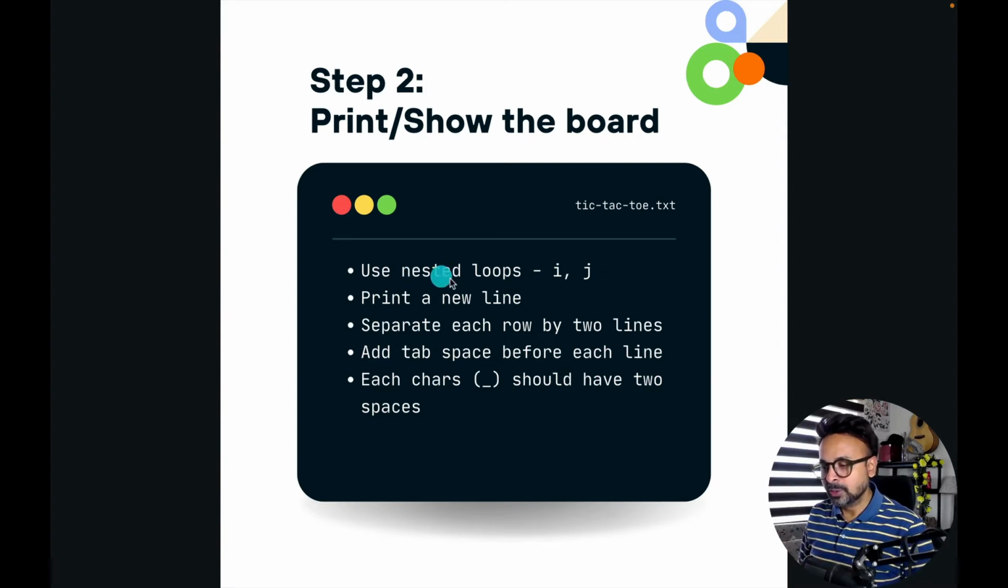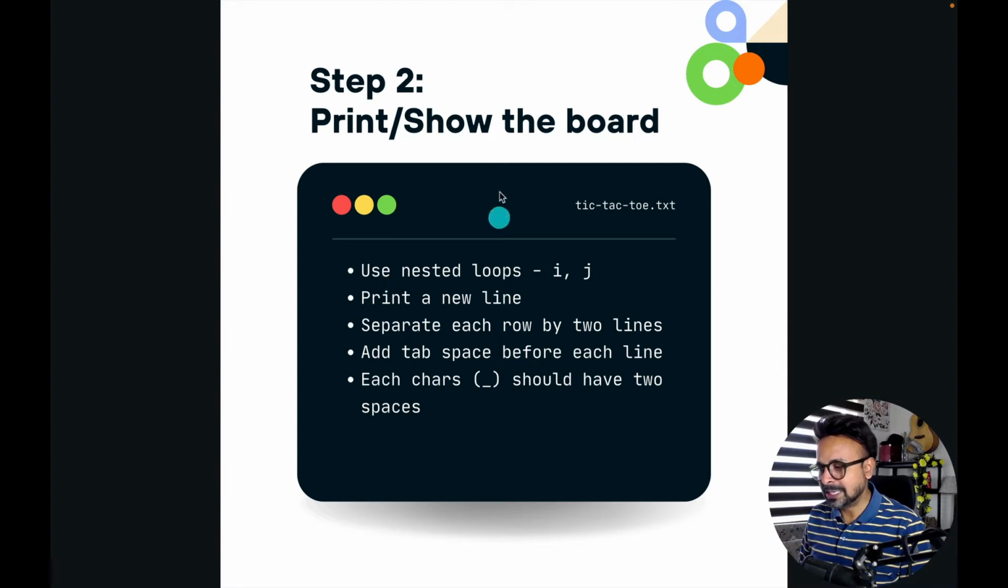So we're going to use nested loops. So you're going to learn nested loops. So there will be nested loops. So we're going to have I and J. We're going to print a new line, then separate each row by 2 lines, add tab space before each line. Each character should have 2 spaces. So let's follow this algorithm, this simple English algorithm.